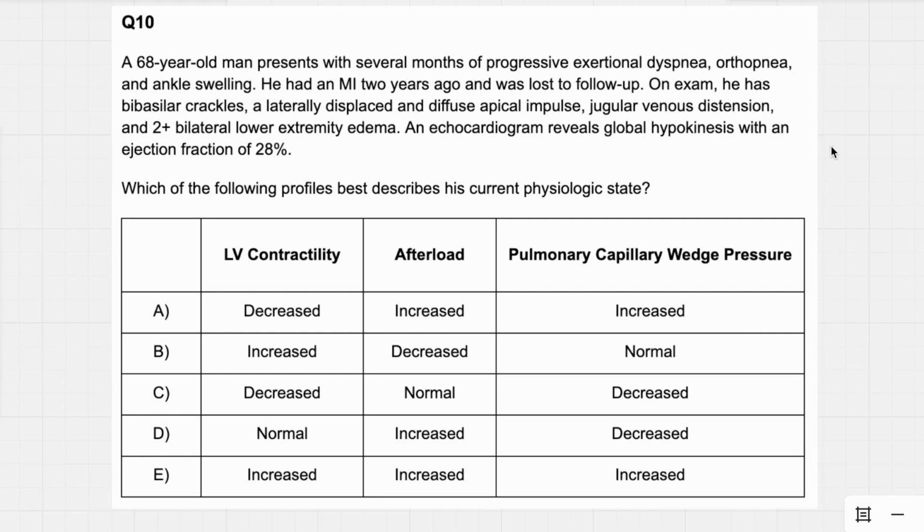Question number 10, which of the following profiles best describes his current physiologic state? And we see a confusing table with a bunch of cardiac, physiologic, and clinical variables. So this is a cardiac question. Let's get started with the stem.